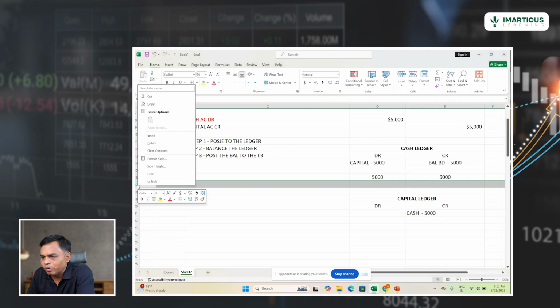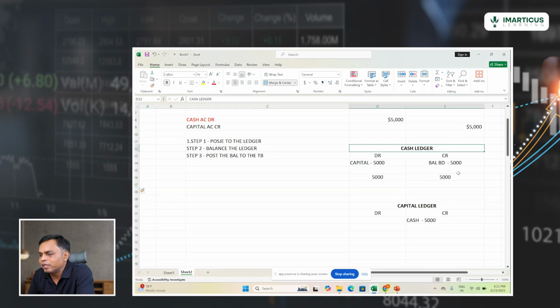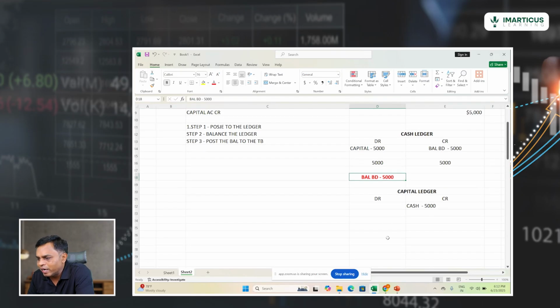Let's say, for example, in the cash ledger, I'll say this as a balance brought down. Balance brought down is 5,000. This is the balance which needs to be taken to the trial balance. So the cash ledger has 5,000 in the trial balance. Similarly, the same concept needs to be applied for the capital ledger. The capital ledger has a high total on the credit side, so I'm applying this credit side total to the debit side also.